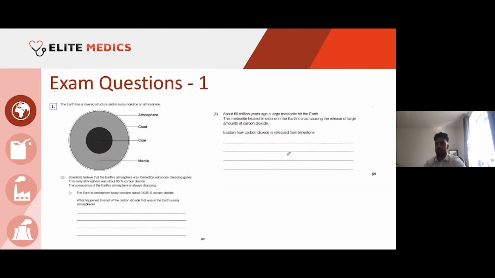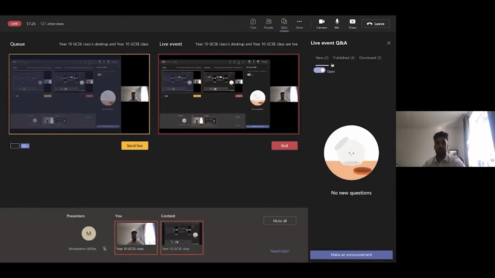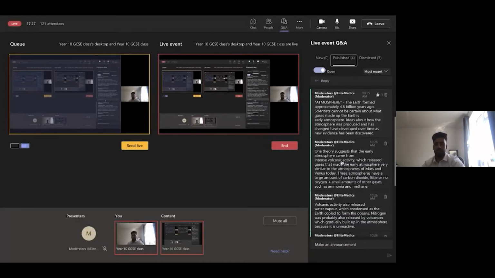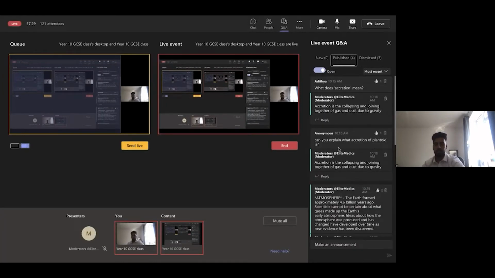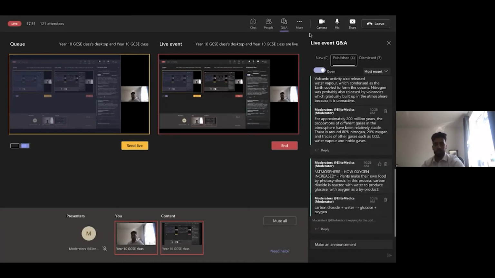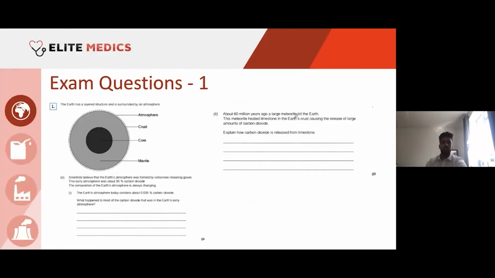Okay, any questions? Thank you to the moderator for the notes. So let's have a look at some exam questions. These exam questions are really good. They're typical questions that you'd get in your exam. So if we look at this first one, the Earth has a layered structure and is surrounded by an atmosphere. So here's our atmosphere. Then we've got the crust, the mantle, and then finally the Earth's core.